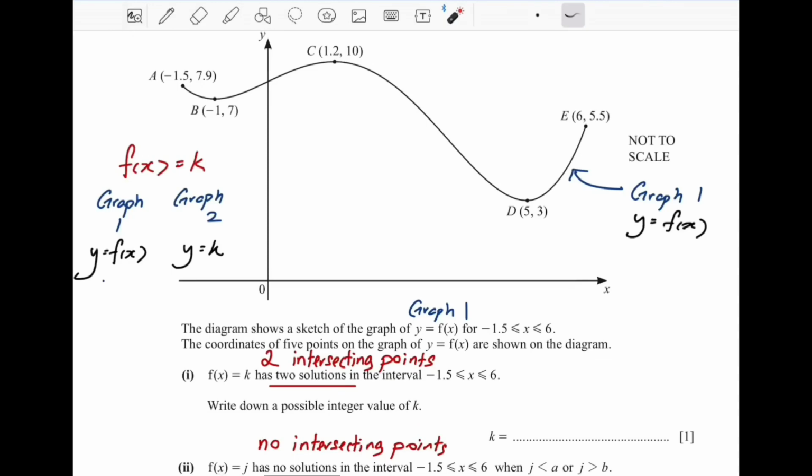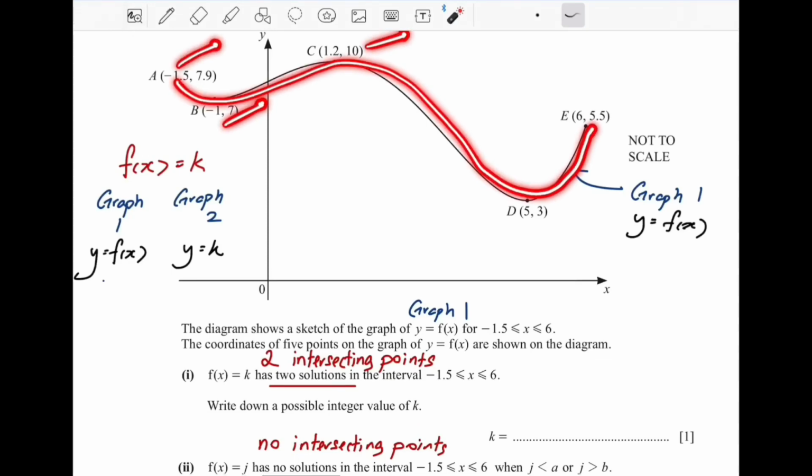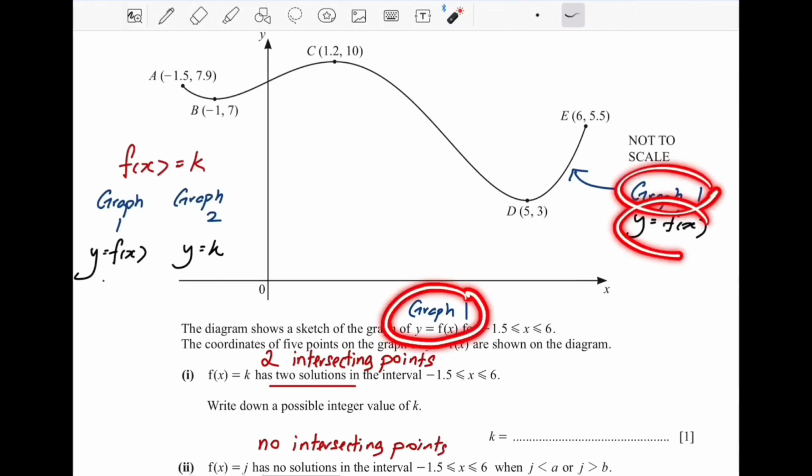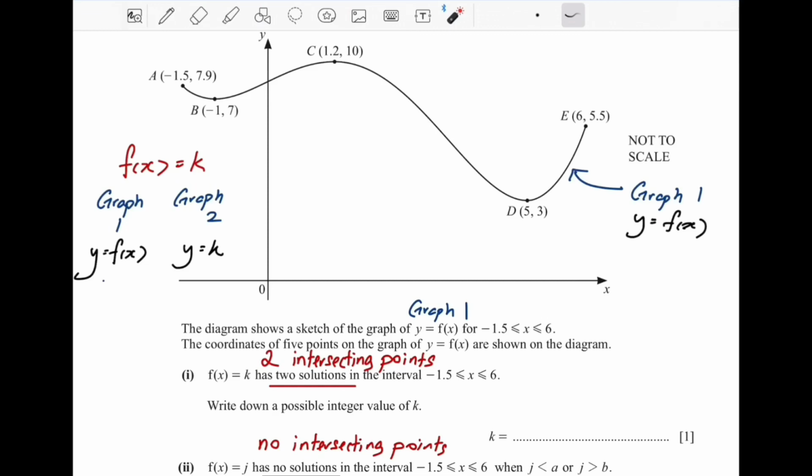In this diagram, we have a graph with 5 different coordinates. Let's call this graph 1 with the equation y equals f(x). That's the first thing that you need to know.